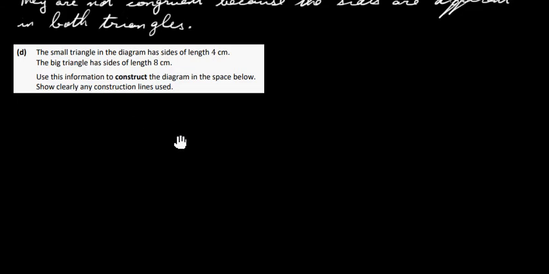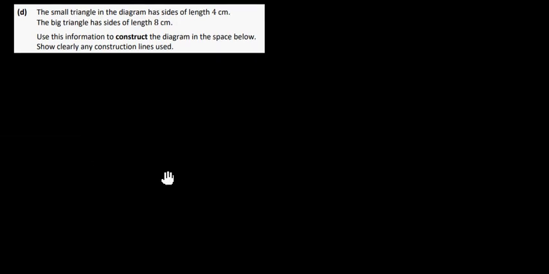Use this information to construct the diagram in the space below. Clearly show any construction lines used. Now I'm not really going to be able to do this properly, so I'm going to do it freehand. I'll show you what to do. You're going to have to use compasses and rulers, straight edges and things like that to construct this. You're going to do it a lot better than I'm going to do it here.